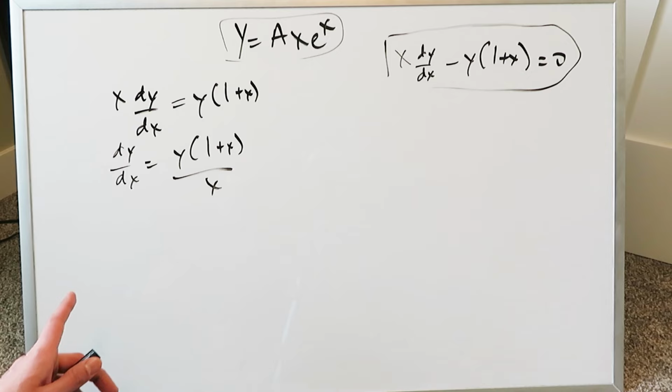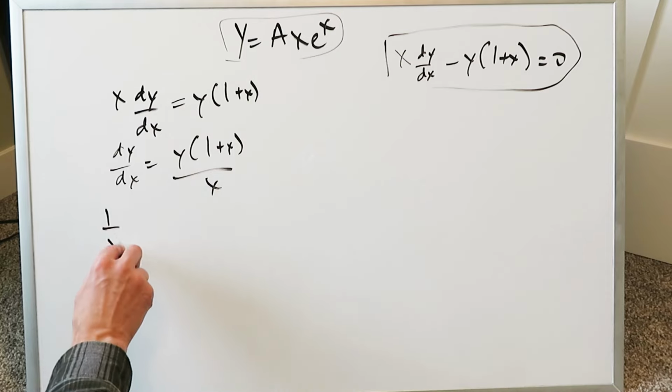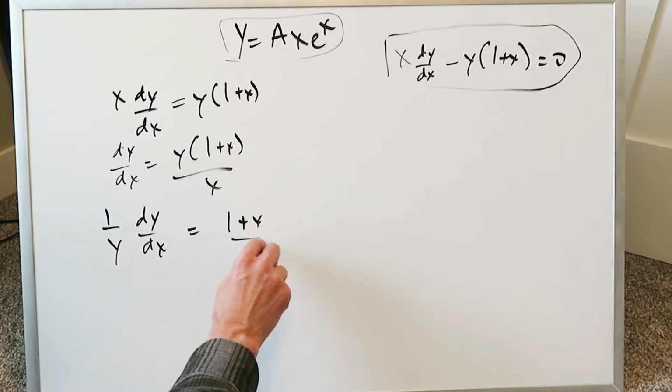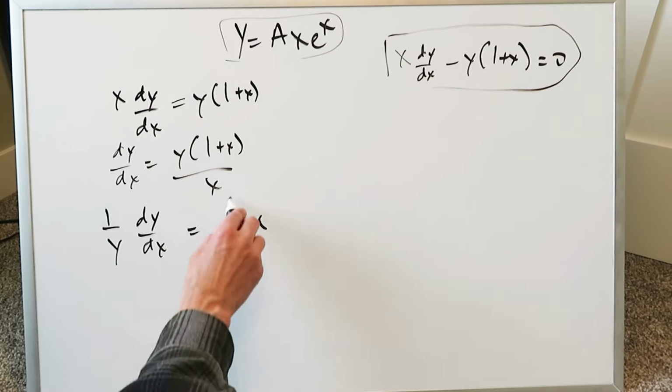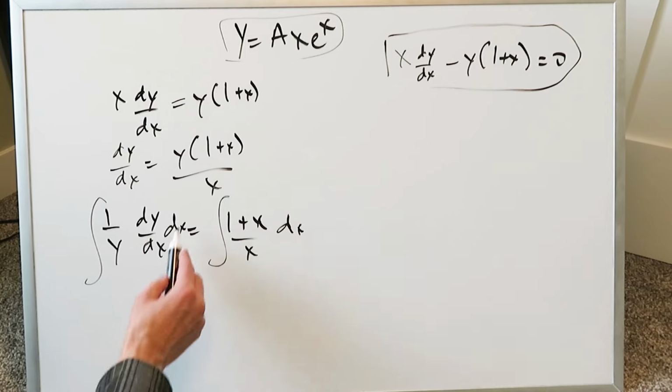Now you know the varieties of means there are for solving a differential equation, one of which is separation of variables, and that's what you want to do here. Take the y on this side, you'll have 1 over y, dy over dx is equal to (1 plus x) over x. The variables are separated. Now integrate them, and that will be the technique you would have utilized here.